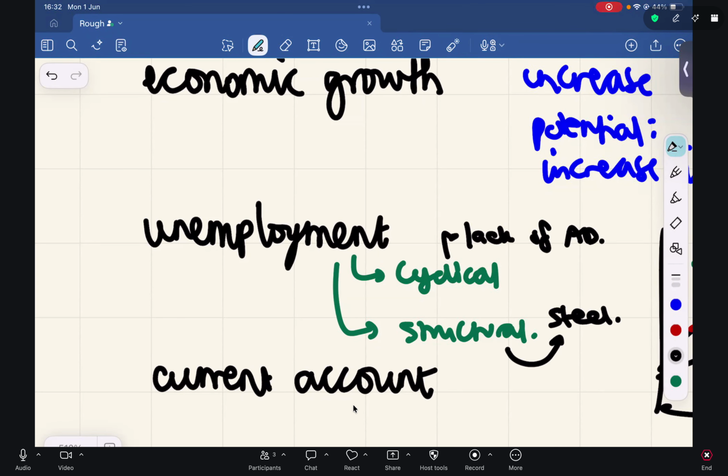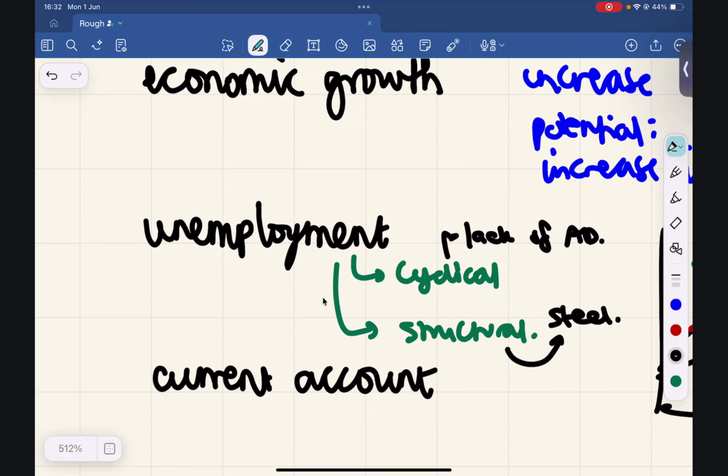The other type, frictional unemployment, is just the workers who are without a job whilst they are moving between jobs. You won't get a big question on that, you'd get smaller questions. And seasonal unemployment is when there's a lack of demand for the worker during the different times of the year.